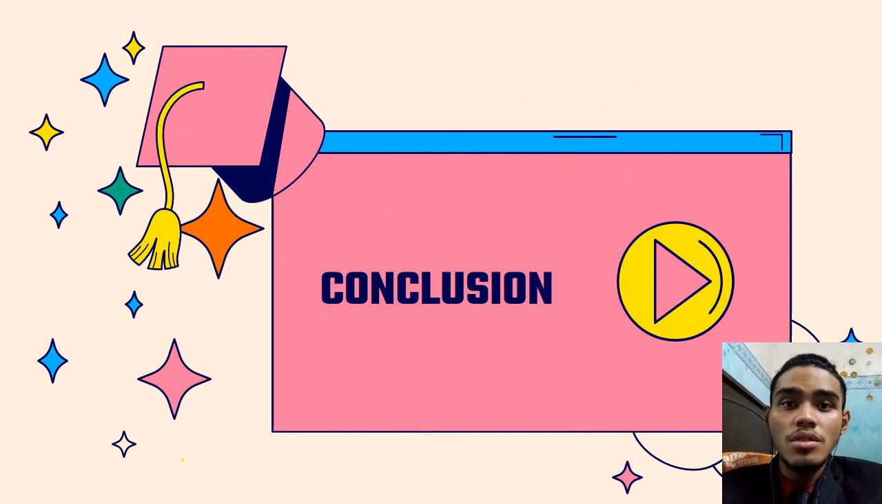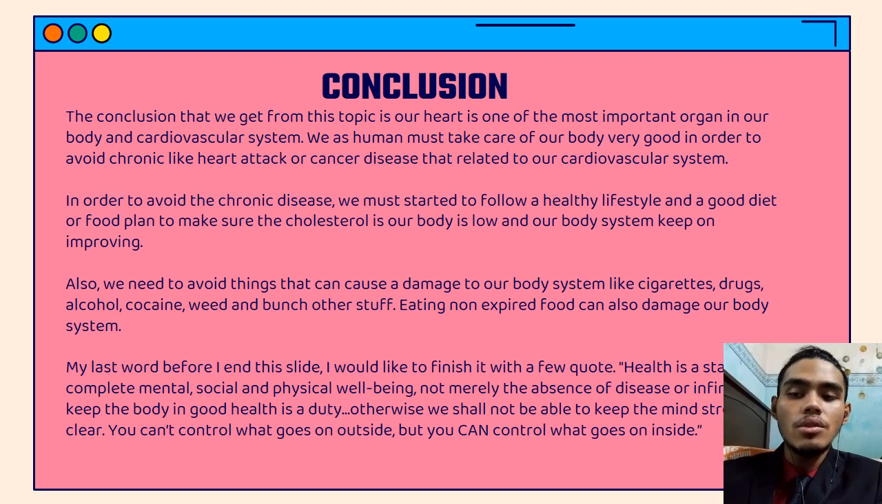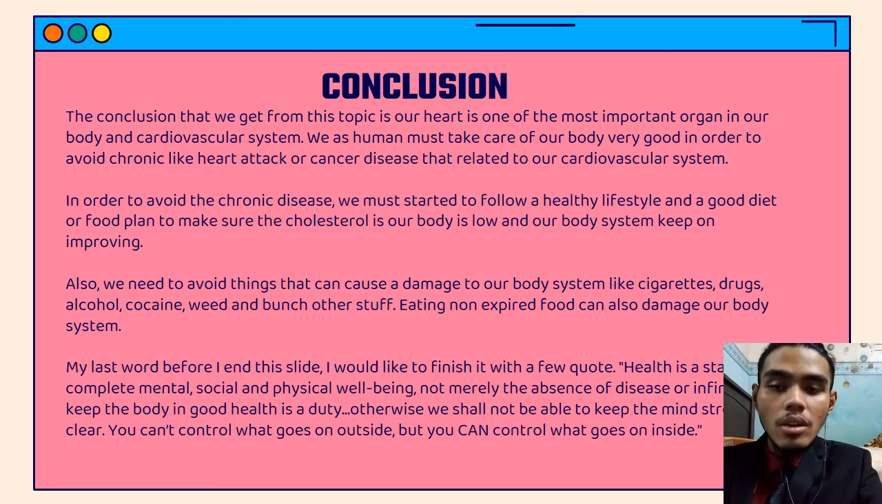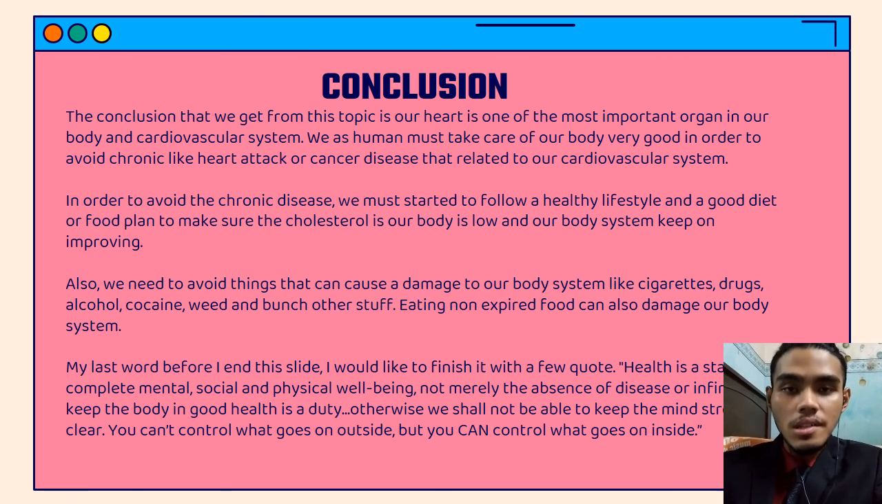Now let's go to the conclusion of this topic. The conclusion that we can get from this topic is that our heart is one of the most important organs in our body, and also our cardiovascular system. We as humans must take care of our body and our system in order to avoid chronic diseases like heart attack and cancer. To avoid those chronic diseases, we must follow a very good diet plan and a healthy lifestyle to make sure our cholesterol and body fat are low, and to keep improving our body system.